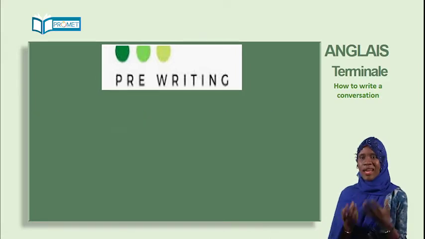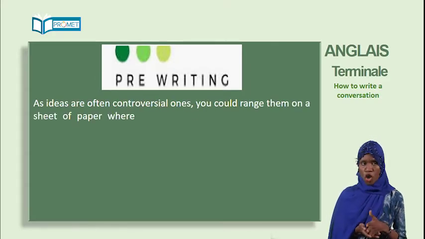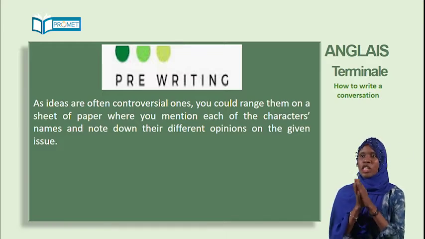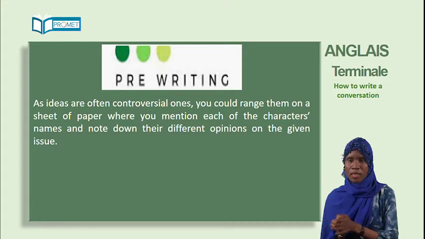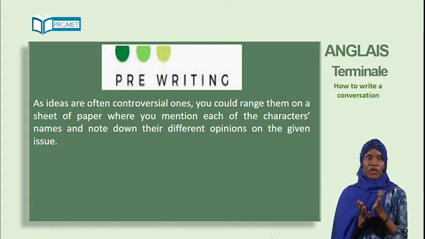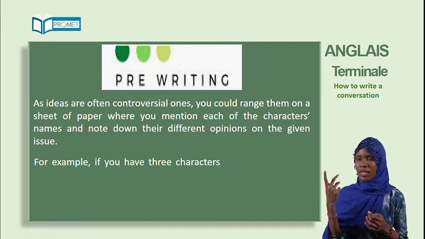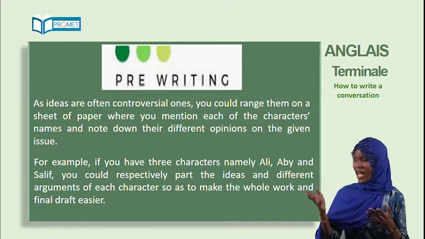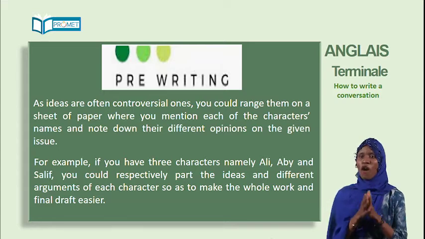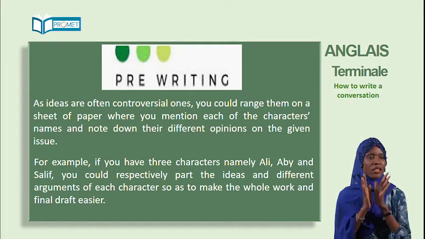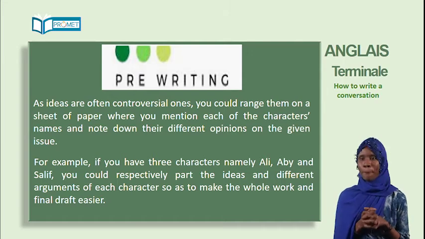After that, as ideas are often controversial ones, you could arrange them on a sheet of paper where you mention each of the characters' names and note down their different opinions on the given issue. That's how we do it. For example, if you have 3 characters, namely Ali, Abi, and Salif, you could respectively part the ideas and different arguments of each character so as to make the whole work and final draft easier.